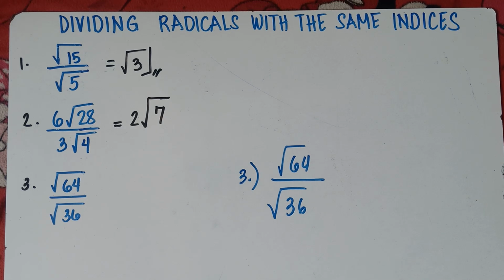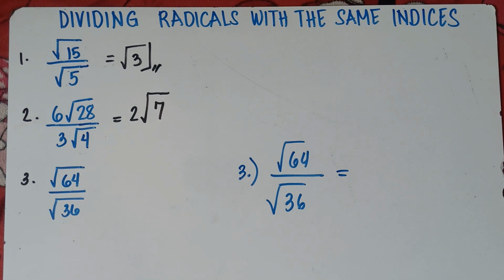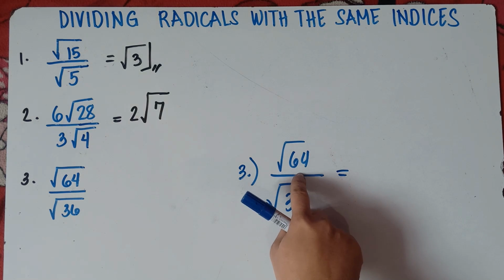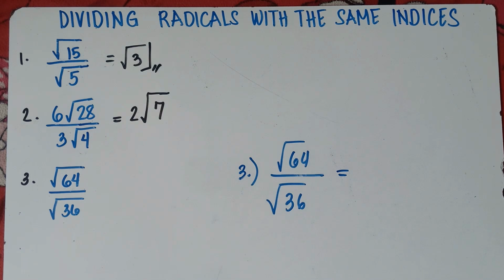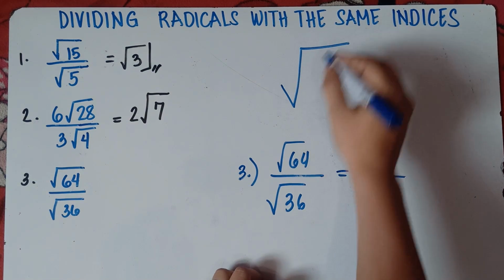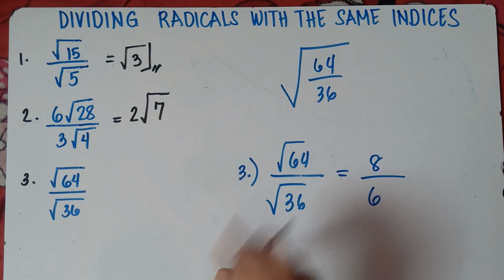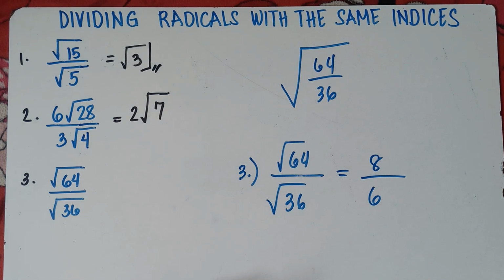So the thing that we will do, class, is check: can we simplify the square root of 64? Yep, we can. What's the square root of 64? That's correct, it is 8. Simply get the square root on the numerator: the square root of 64 is 8, and the square root of 36 is 6. We cannot use 64 divided by 36 because we would get a decimal answer.